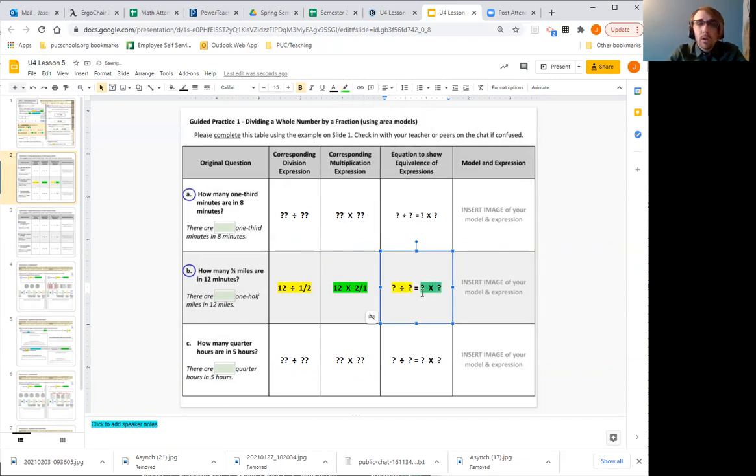Okay. The last pieces are the model, which would have 12 separate wholes, all of them shaded, and then each of them broken into halves. So 2 pieces for each one. And then you would count every single piece because you're dividing by 1/2, which means you're looking for how many sets of 1/2 there are, how many groups of 1/2. You should end up with 24. And so your final answer here would be 24 1/2 miles in 12 miles.